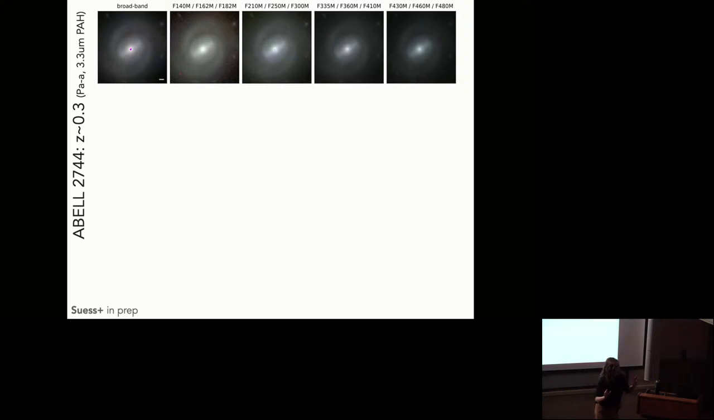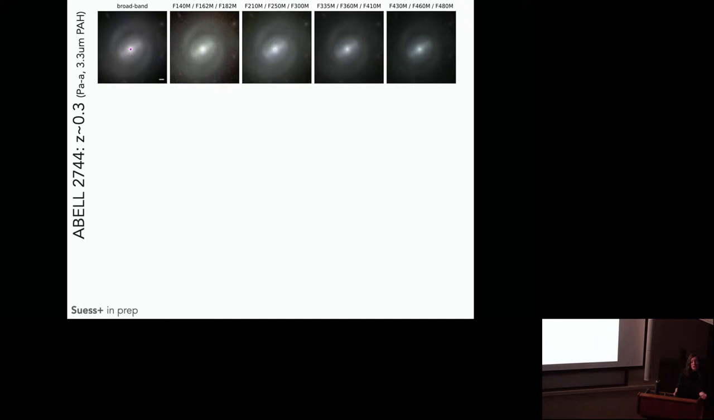These are not PSF matched. These are not continuum subtracted. This is just right out of the telescope. Most of the cluster galaxies look like this. They're very pretty, but they're not super exciting in terms of looking at these medium band filters because they're all quiescent and they have very flat SEDs.